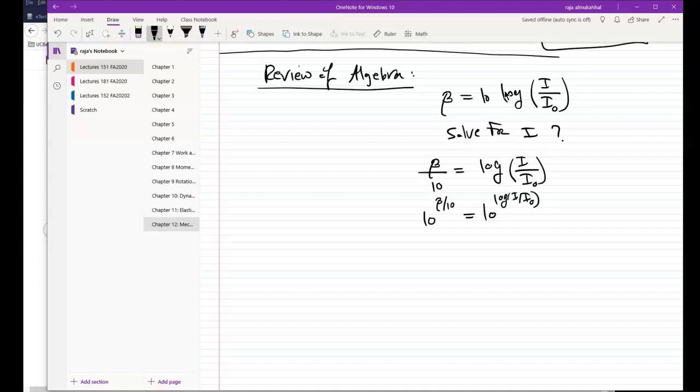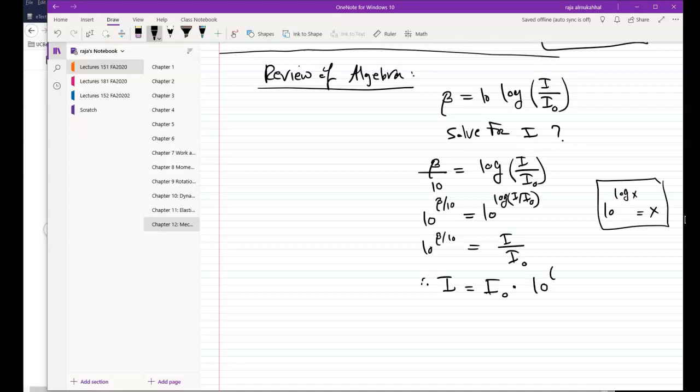I hope you remember that stuff from algebra. If you remember, 10 to the power of log x is equal to what? It is equal to x. Go back to your algebra book and look it up. So this becomes I over I naught, and I have gotten rid of the log, and that's 10 to the power of beta over 10. Therefore, cross multiply, I is equal to I naught times 10 to the power of beta over 10. And that's basically the formula.